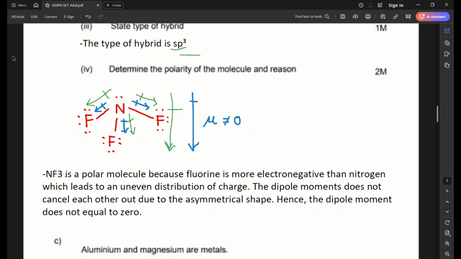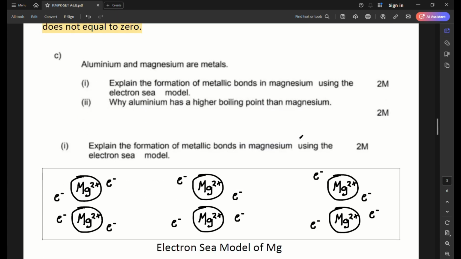So this is how I explained it. NF3 is a polar molecule because fluorine is more electronegative than nitrogen and leads to uneven distribution of charge. The dipole moments do not cancel each other out due to the asymmetrical shape, as you can see there. One is pulled over there, one over there, and one over there in different directions, making it go downwards. Hence, the dipole moment does not equal 0. Okay, so question C.